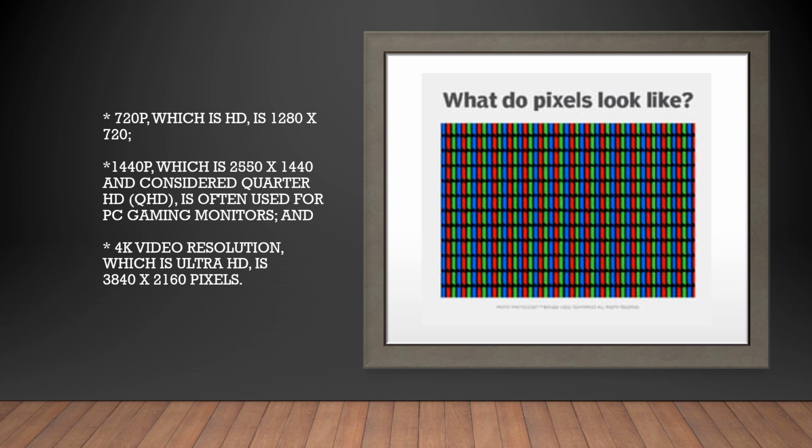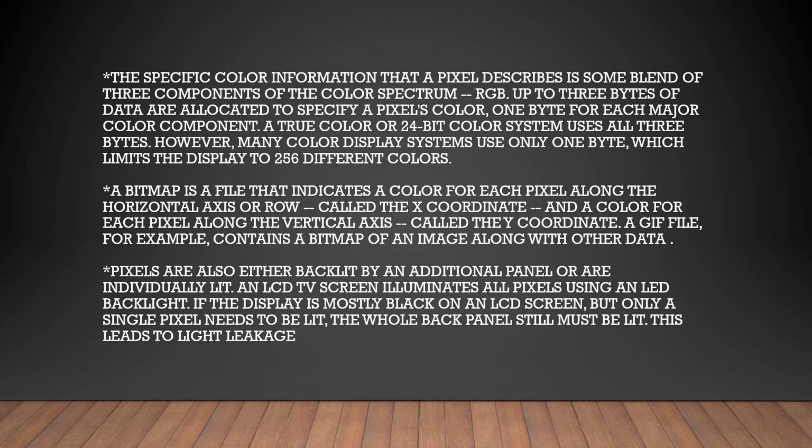How do pixels look? The specific color information that a pixel describes is some blend of three components of the color spectrum, RGB. Up to 3 bytes of data are allocated to specify pixel colors, 1 byte for each major color component. A true color or 24-bit color system uses all 3 bytes. However, many color display systems use only 1 byte, which limits the display to 256 different colors.